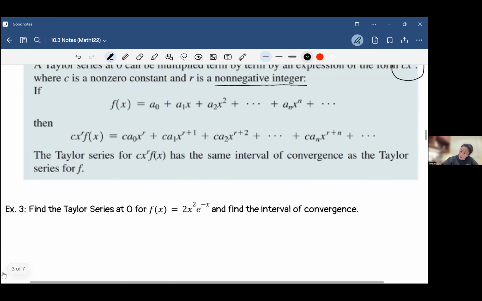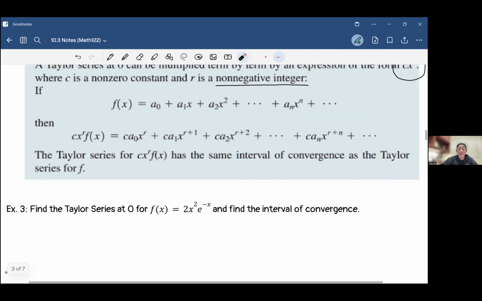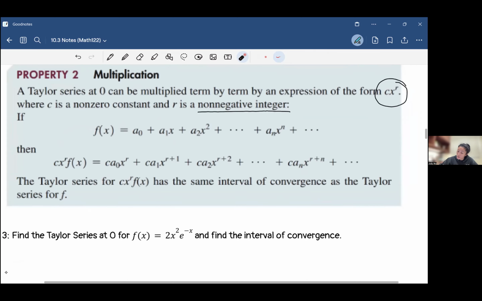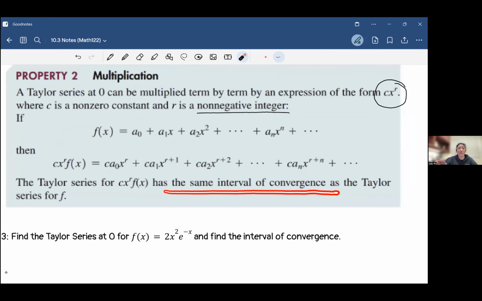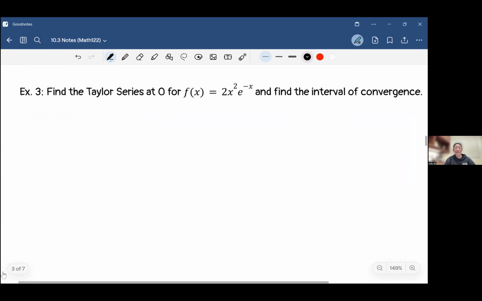And when this happens, all we do is we take the Taylor series that we have and we just multiply it by whatever that cx to the r is on the outside. Okay, and it will turn out that this Taylor series will have the same interval of convergence as the Taylor series for f. All right, let's take a look at an example. Example number 3, find the Taylor series at 0 for f of x equals 2x squared.